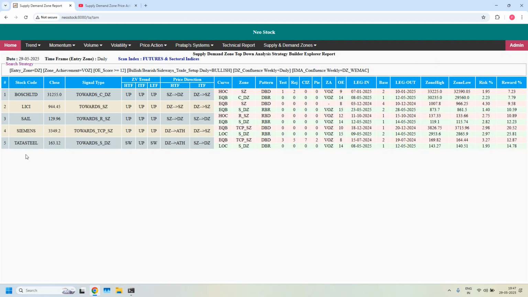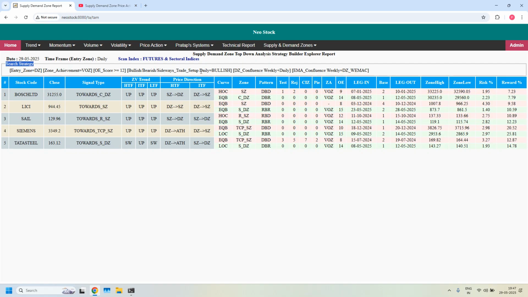Now 5 stocks are filtered. So these 5 daily demand zones might be having more high probability to get success. So we should focus long trades on these zones out of the 11 stocks. But remember, this is a daily and weekly demand zone confluence, and weekly is having weekly EMA confluence. Zone confluence and EMA.